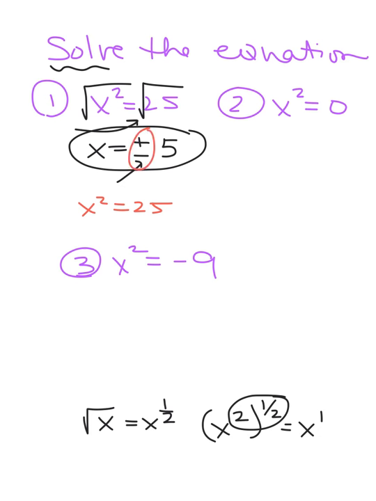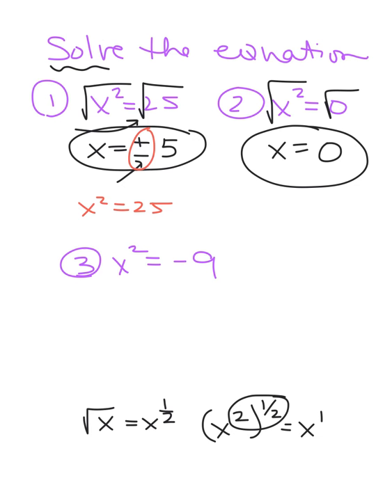Now in number 2, same thing, I have x squared. So I'm going to take the square root of both sides. I get x by itself, which is what I want, x to the first. Now this time the square root of 0 is just 0. 0 is a neutral number. There is not a plus 0 and a minus 0, so I don't need to use that symbol. So our answer is simply x is equal to 0.